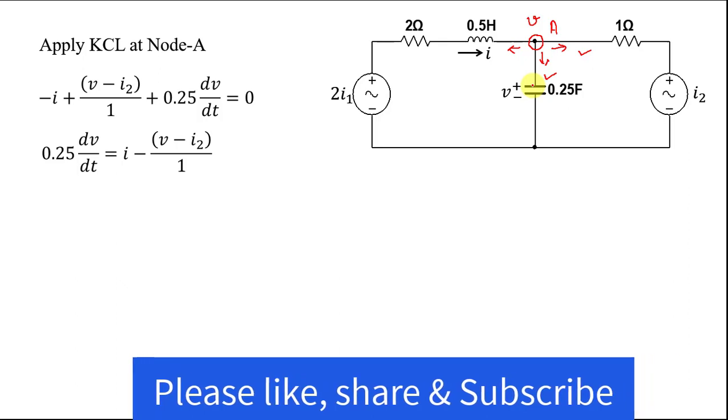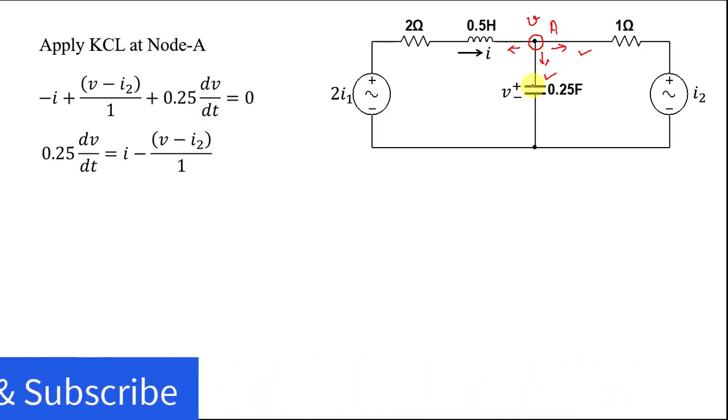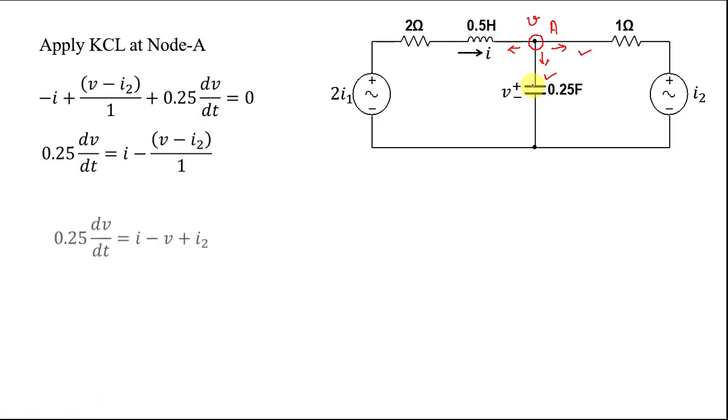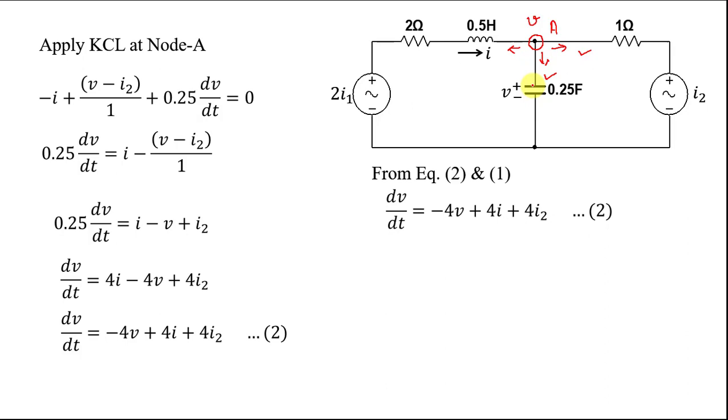Rearranging, 0.25 dV/dt equals I minus V plus I2. Dividing by 0.25, you get equation number 2, which is dV/dt equals minus 4V plus 4I plus 4I2. So equation number 2 is this and equation number 1 is this.